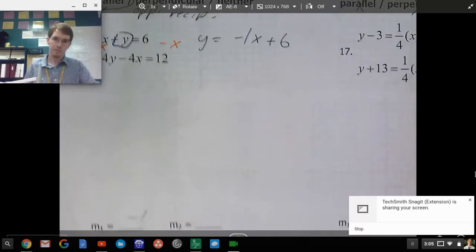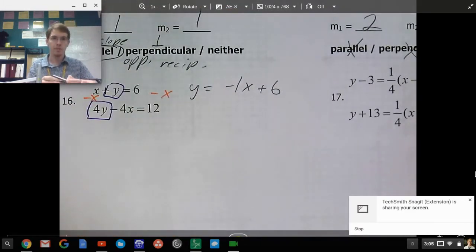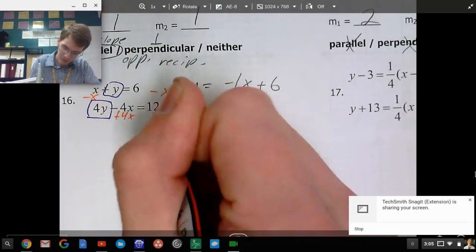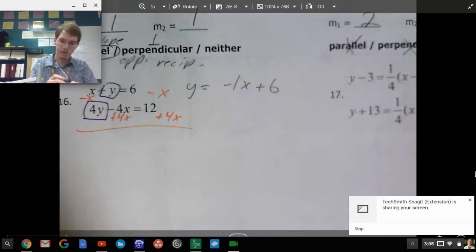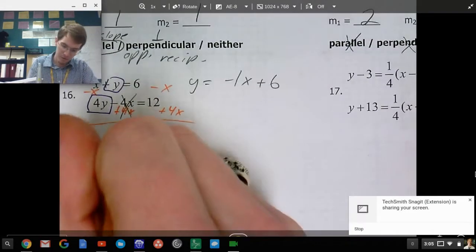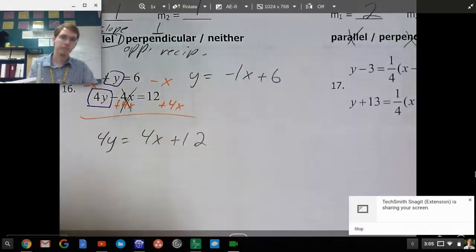Slope of the second one, I've got to get y by itself there too. So I have to do the opposite. I'm going to have to add 4x here. So that's a 0 pair. That gets me 4y equals 4x plus 12.